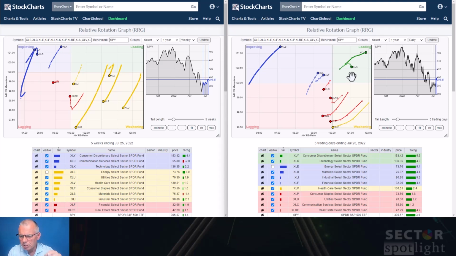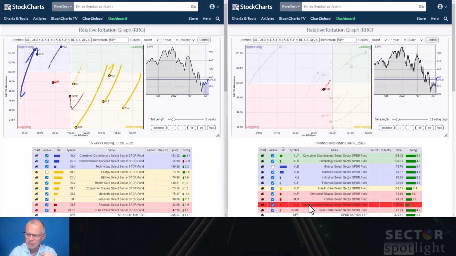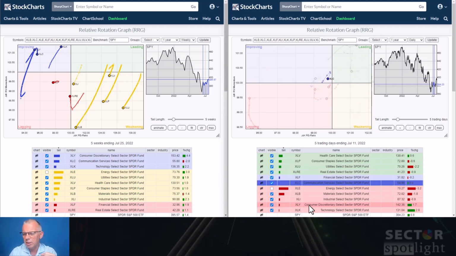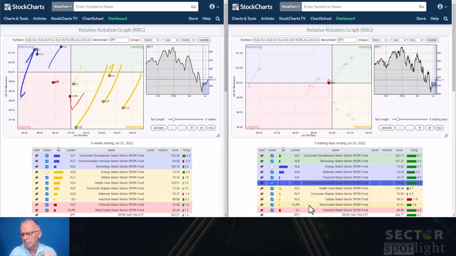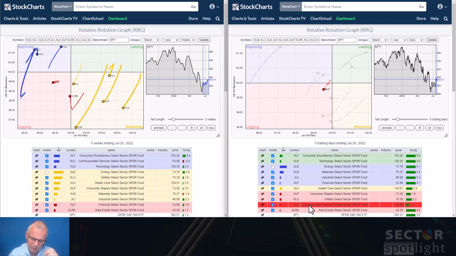One that needs attention as well, and that's communication services. It looked for the last couple of weeks as if it could improve, and it was improving, but since 2 weeks it has now started to roll over, and on the weekly it's already rolled over inside the improving quadrant. But look at the daily. Here you see the XLC tail. There it rolled over on the left-hand side after a little attempt to move higher, but that is now moving lower. So communication services is now back into a serious relative downtrend.